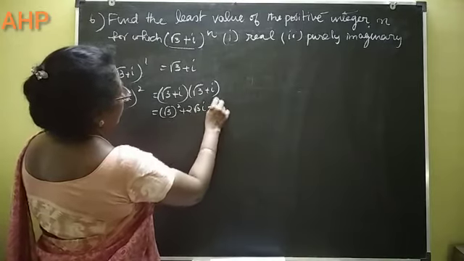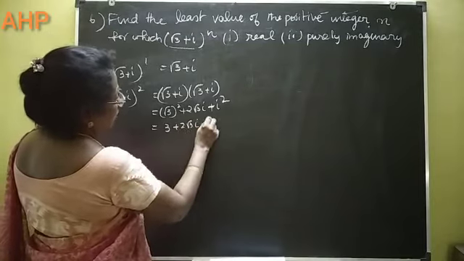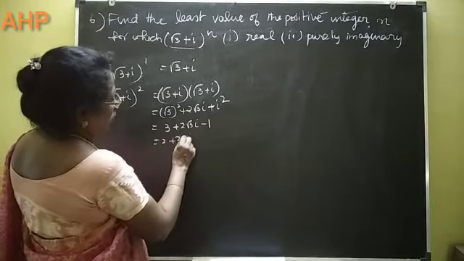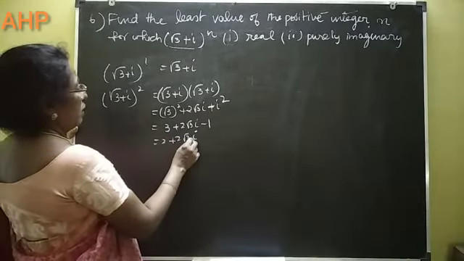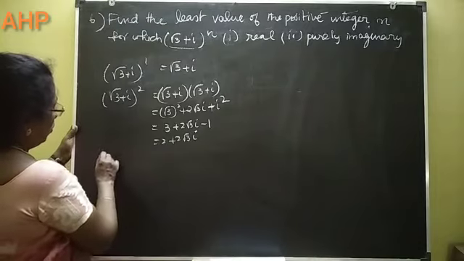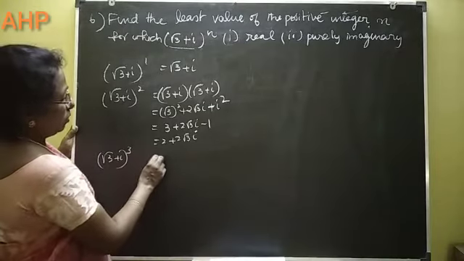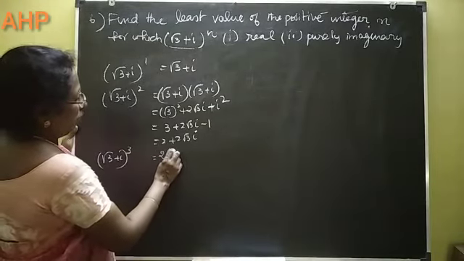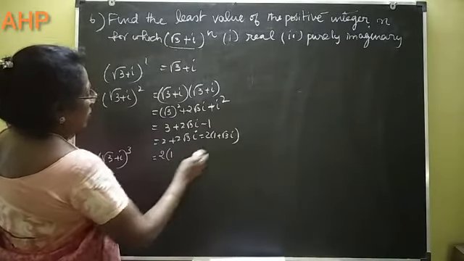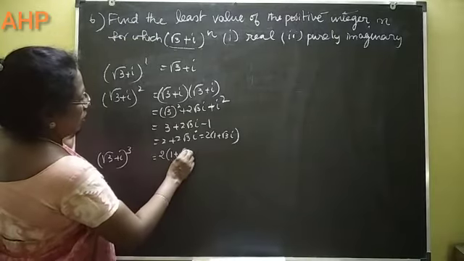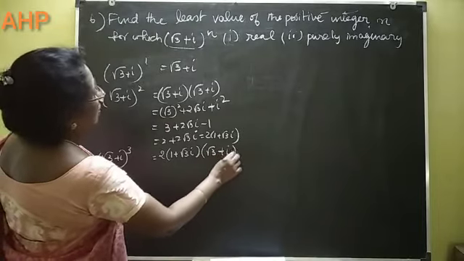This is a plus b the whole square, so a square plus 2ab plus b square. So this is equal to 3 plus 2 root 3i minus 1. So 2 plus 2 root 3i. So this again has a real number and an imaginary number. So let's try to find out root 3 plus i the whole square, whole cube. So this is equal to 2 into 1 plus root 3i, into root 3 plus i.